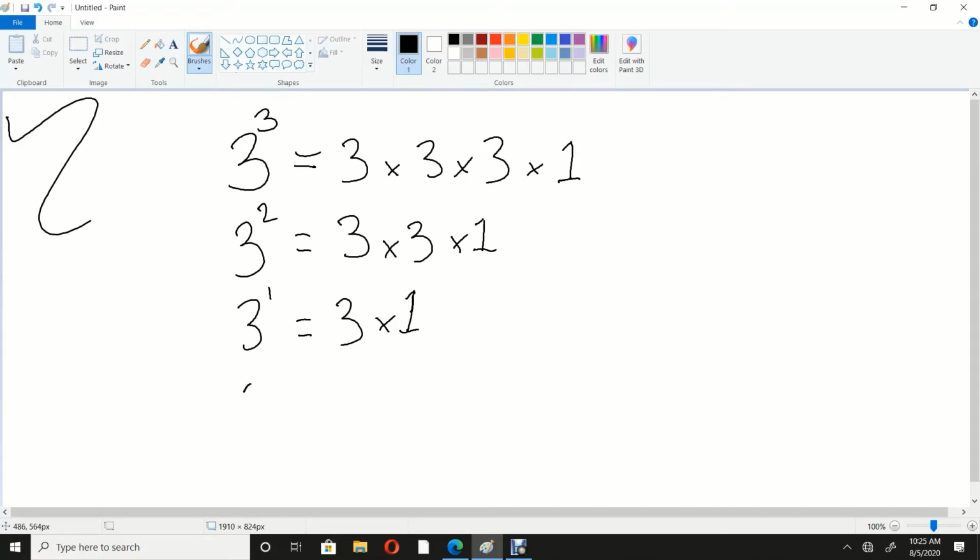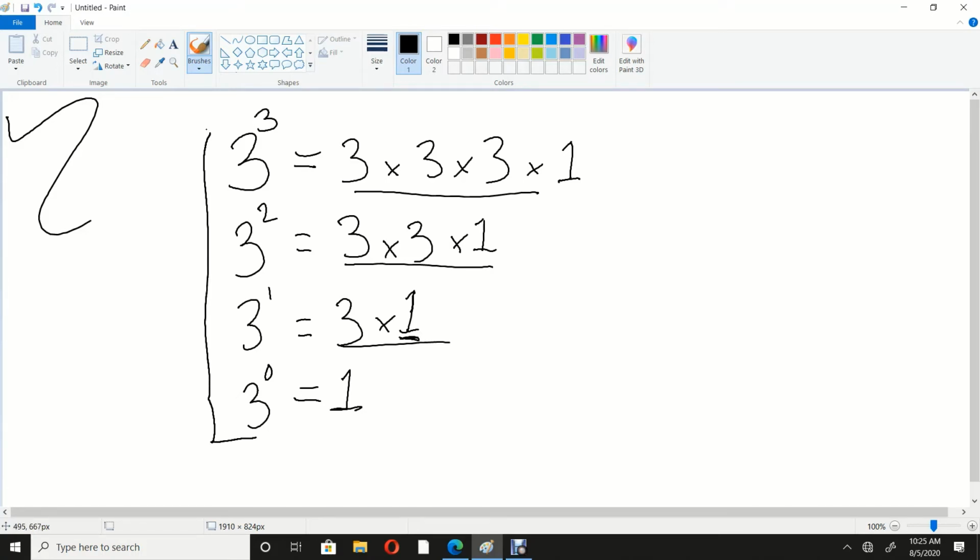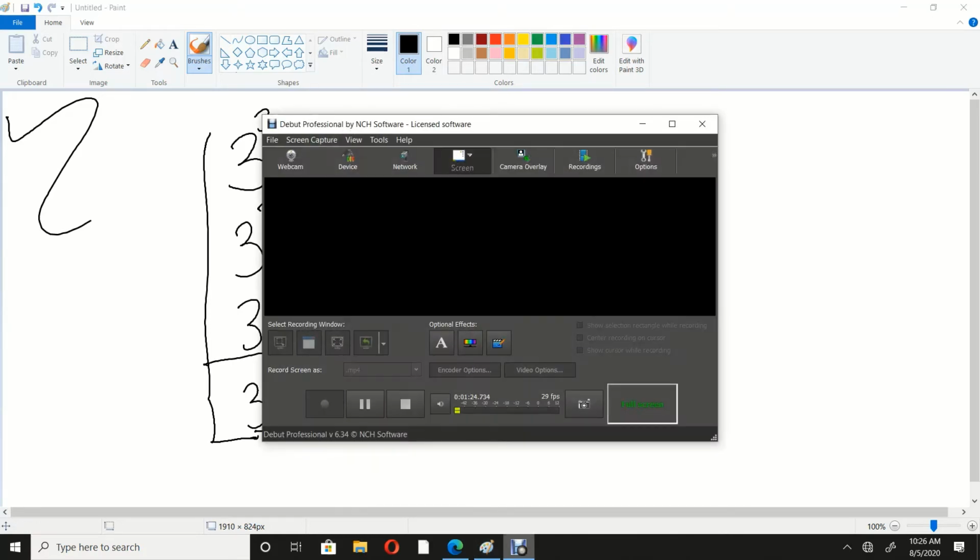Well, then what happens when we go down even further and we go 3 to the 0? How many 3's are going to be in this expression? There are going to be 0 3's, right? But what's left? We still have a factor of 1. And this is one illustration of why numbers to the 0th power equal 1.